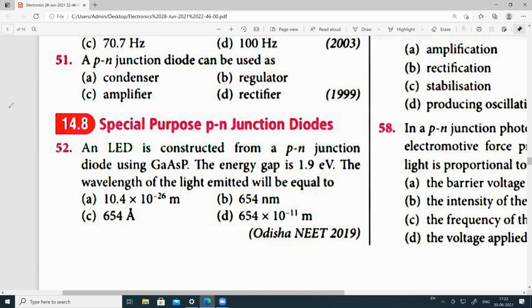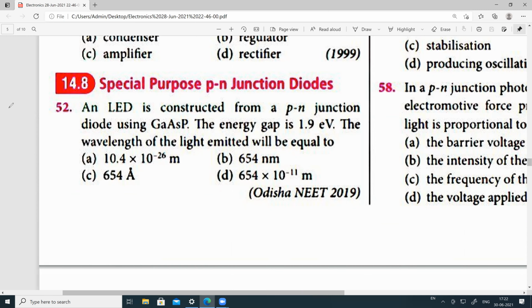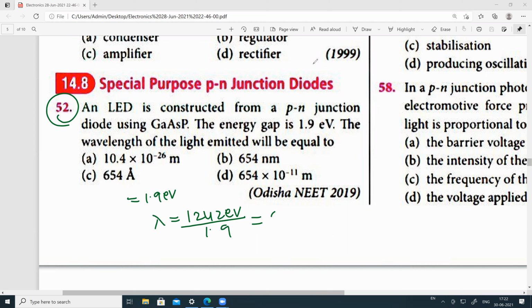So they have given the energy gap as 1.9 electron volts for the 52nd one. For the LED to operate, electrons need to cross this energy gap. Therefore, wavelength lambda is equal to 1242 electron volt nanometer divided by 1.9. So we are getting 654 nanometer. So for the 52nd one, this one is the right answer.